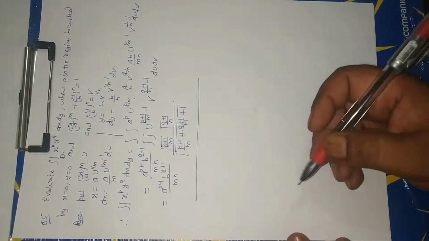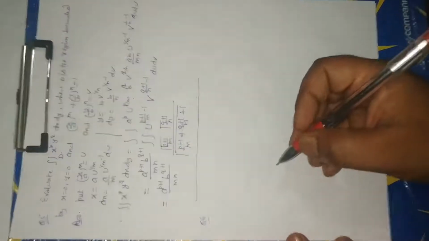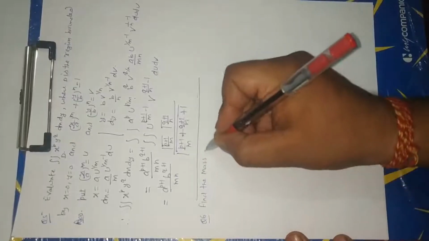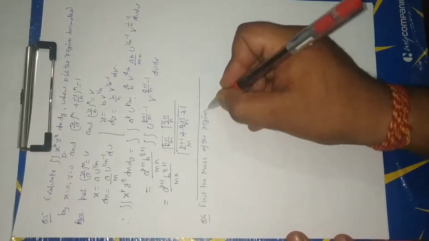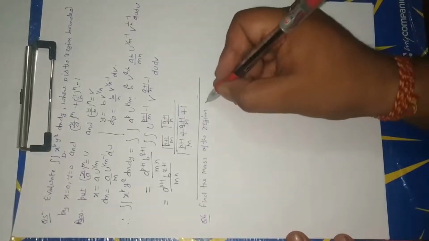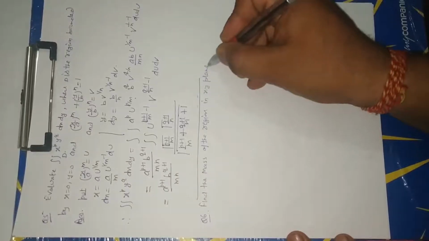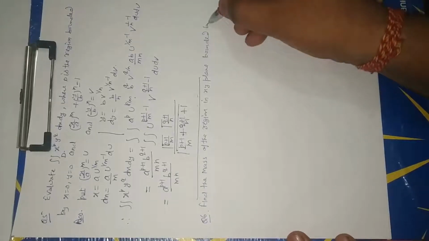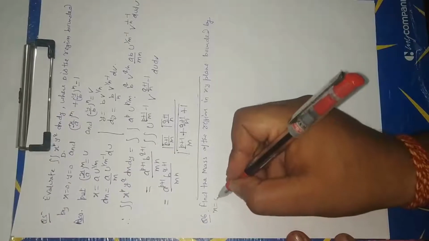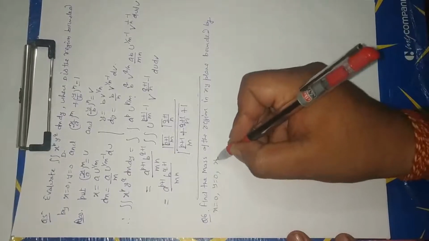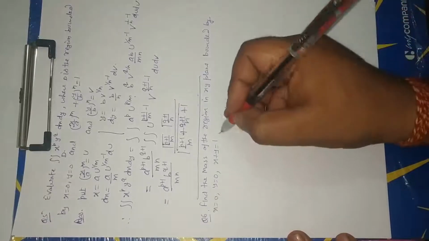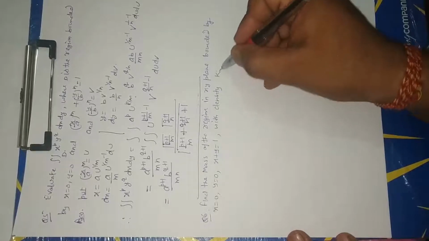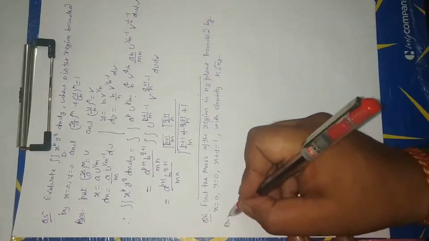Next question, question number 6. Find the mass of the region in the xy plane bounded by x equal to 0, y is equal to 0, x plus y equal to 1 with density k under root xy. Answer.